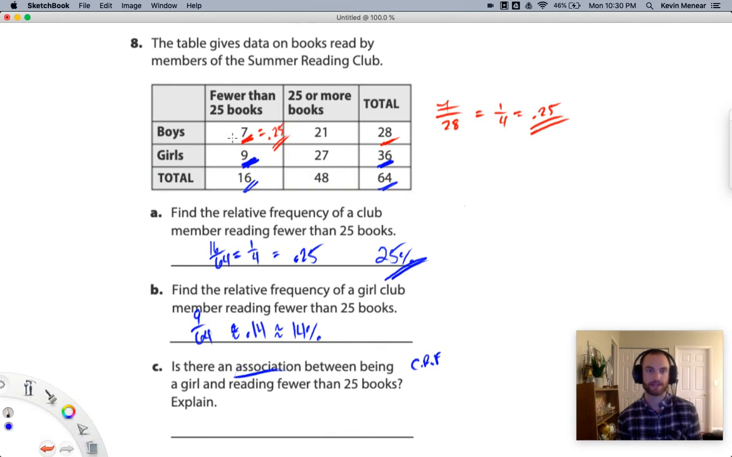Okay, so now let's analyze for the girls. It's 9 over 36, which lo and behold simplifies to 1/4, which is 0.25, which again means, given that the student is a girl, there's a 25% chance that they've read fewer than 25 books. Awesome. So as we see, these conditional relative frequencies are the same. Therefore, there's no association. No association is another way of saying equally likely.